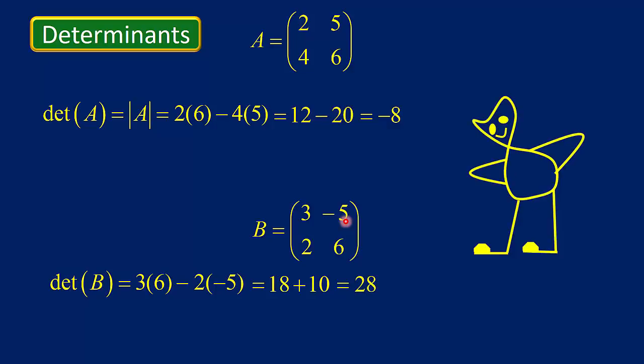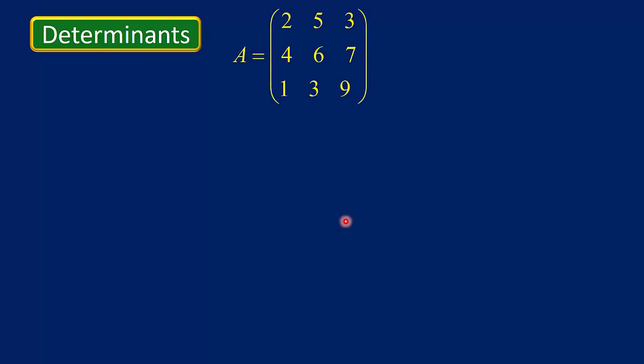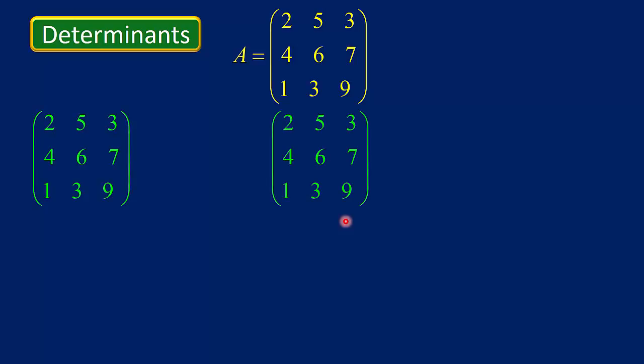Okay, now let's look at determinants for a 3 by 3. So here we have a 3 by 3 matrix. Now this is going to be a little more work intensive, but here's what I'm going to do. I'm going to rewrite this matrix 3 times. And here's the process for finding the determinant. I'm going to work with row 1. You could work with any row or any column, but I'm going to pick row 1 and use that as my row to build the determinant.